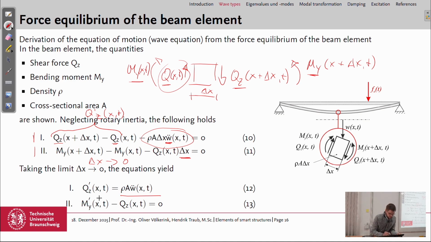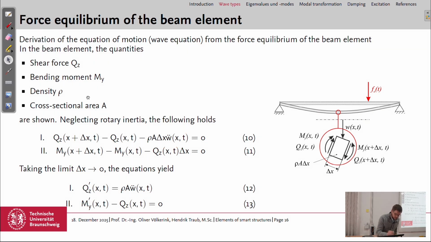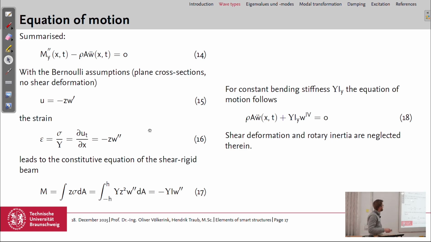And maybe I take another color. This one is then the derivative of the moment. And here the delta x vanishes. So, summarized, we have then this equation: second derivative of the moment equals the inertial force without the length of the particle.